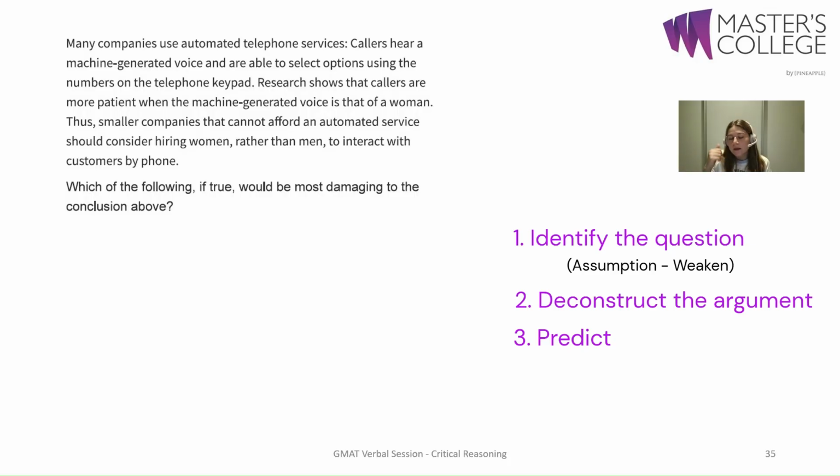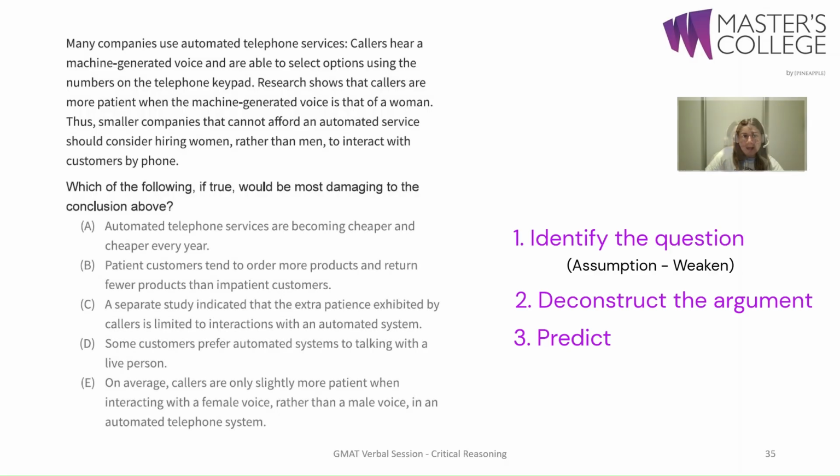Okay, so we have already discussed the first step, identifying the question, the second step, which is deconstructing the argument, and the third step, which is predicting. So, what we will do now is we will take a look at the choices together and we will try to eliminate. A says automated telephone services are becoming cheaper and cheaper every year. So, this option is not really addressing what we needed to address. That is, it's not really damaging the conclusion. Remember that the conclusion is smaller companies should hire women, and that is not doing anything to that conclusion.